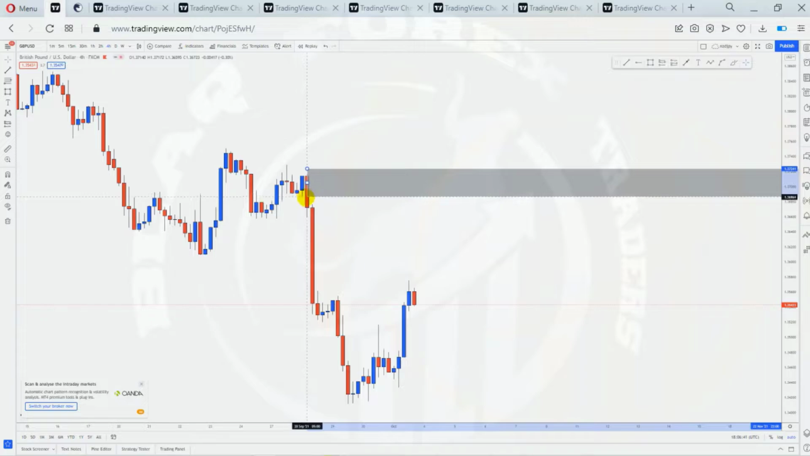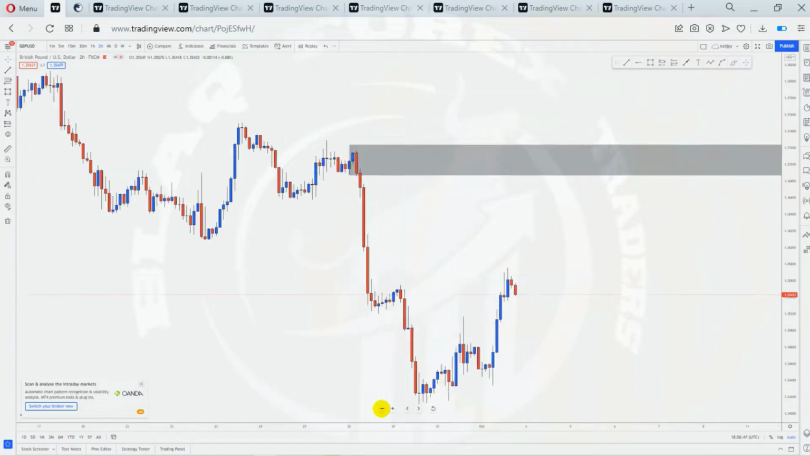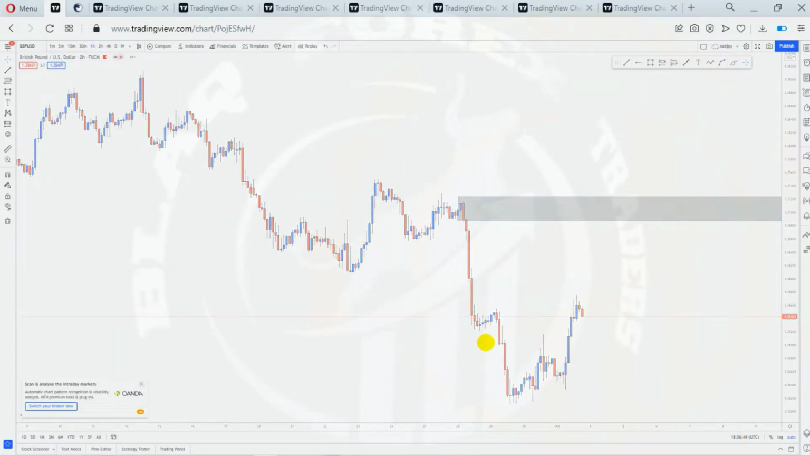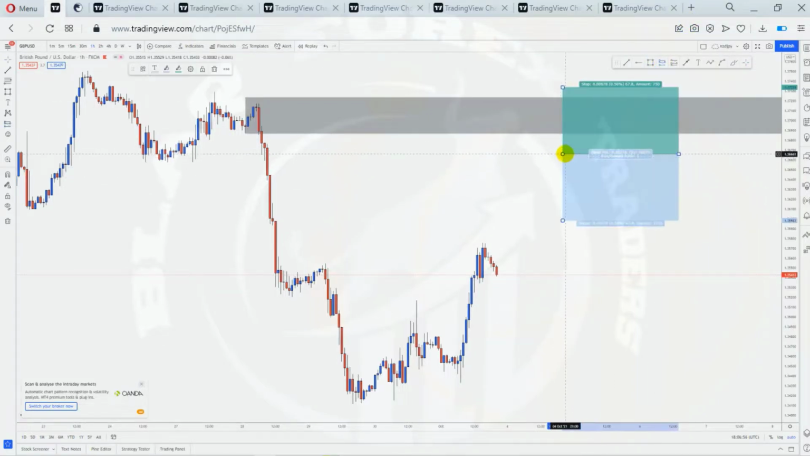Scale your supply. This is our supply. Then we can end up anywhere. 1 hour. Let's go to 1 hour. This is 1 hour. So this is our target for GBPUSD. This is our rejection zone. This is where I think GBP is gonna do a reject.